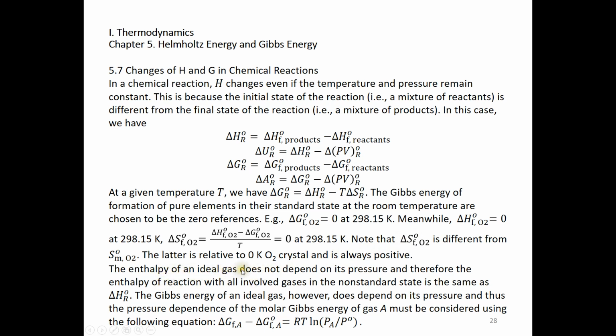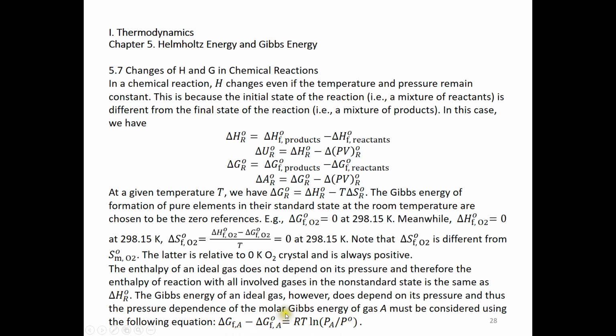The enthalpy of an ideal gas does not depend on its pressure, and therefore the enthalpy of reaction with all involved gases in the non-standard state, that means not 1 bar pressure, is the same as the standard enthalpy of reaction. So if only ideal gases are involved, the enthalpy of any of those gases does not depend on the pressure. Now the Gibbs energy of an ideal gas, however, does depend on the pressure, and therefore the pressure dependence of the molar Gibbs energy of gas A must be considered using this equation.